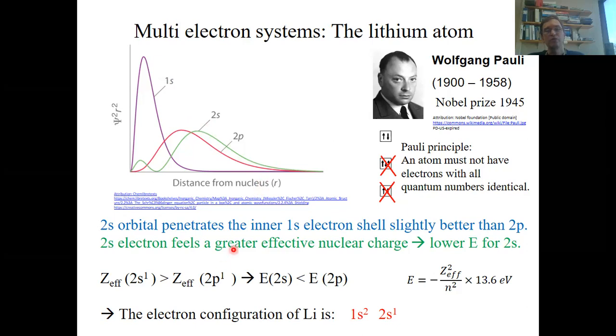Okay? So therefore, the electron configuration of the lithium is 1s2 2s1 and not 1s2 2p1. This is the explanation why the third electron of the lithium is in the 2s orbital and not in the 2p orbital.